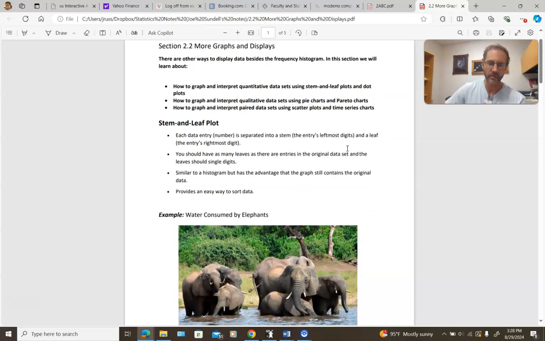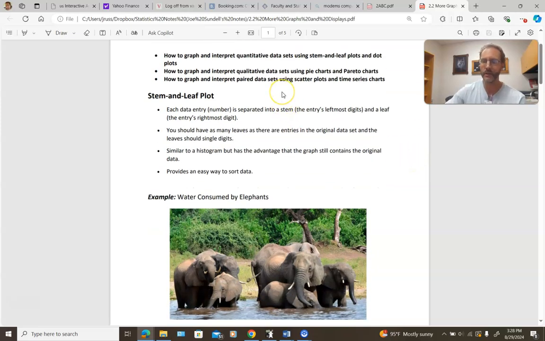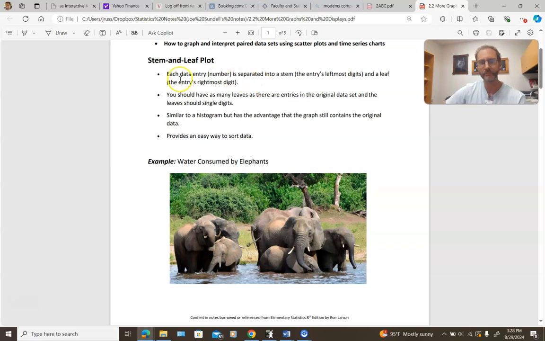We're going to start with stem and leaf plots. These are kind of neat, I think anyway. Just by making the stem and leaf plot, you get a real good sense of how the data is distributed or spread out. So you'll see here in a minute.